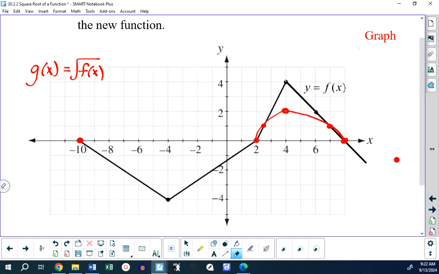It will not exist in between negative 10 and 2, and it will not exist past 8. Nada means nothing.